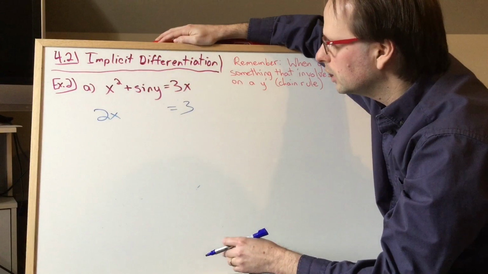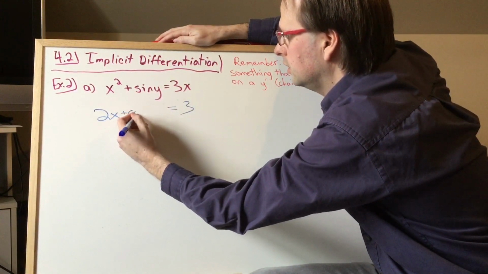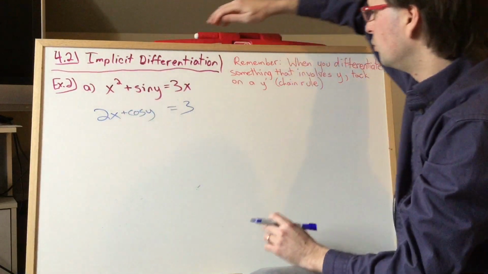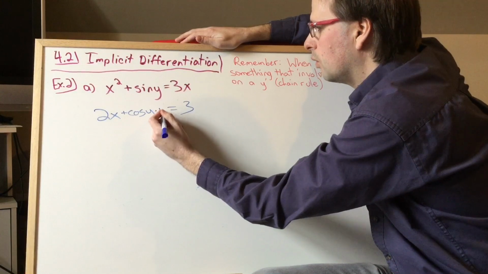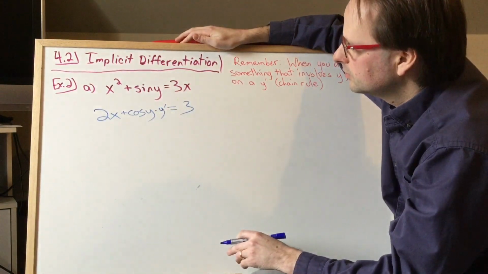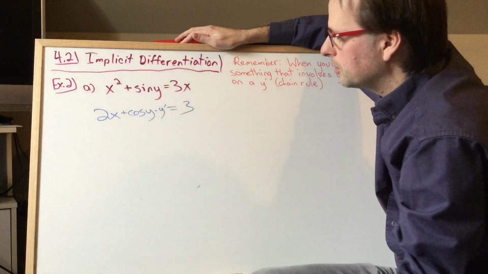So this is chain rule at work. Sine y is going to turn into cos y. Well, we differentiated something that involved y, so we have to tack on a y prime. Because that would really be the derivative of the inner. The y turns into a y prime.